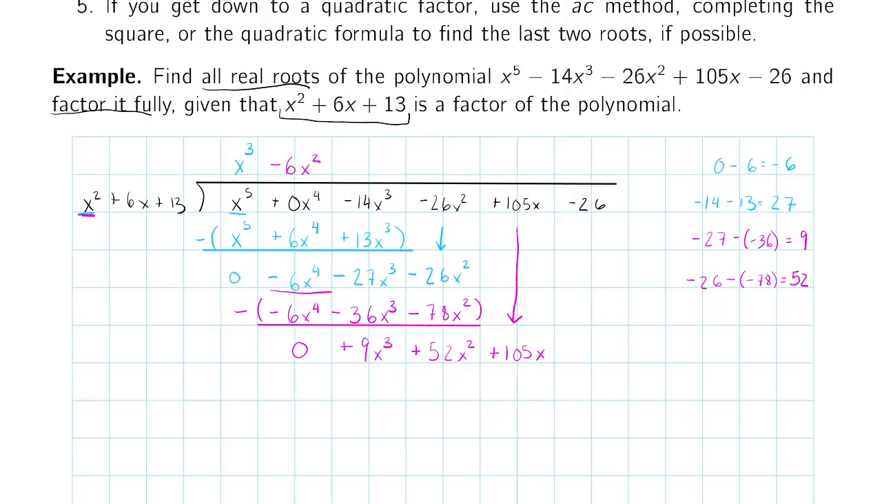Okay, next term, we're doing x squared into 9x to the third. That's going to be a plus 9x. So 9x times x squared is indeed a 9x to the third. 9x times 6x, that's going to be a 54x squared. 9x times 13. 9 times 13 is absolutely a job for a calculator. That's 117x.